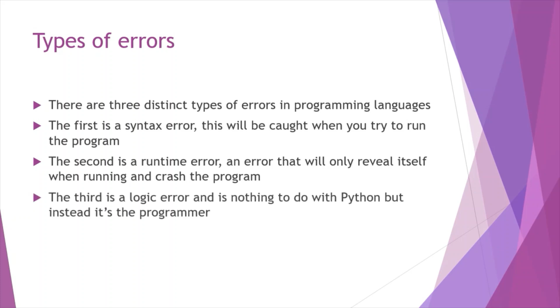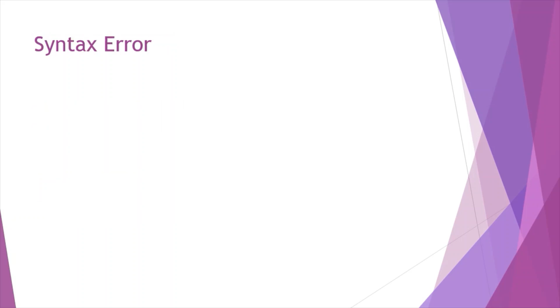The third one is a logic error, and is actually nothing to do with Python, but it's instead the programmer. And we'll go through some of these very soon. So, a syntax error. A syntax error is caught, as I said, when you parse the program. So the moment you click the run button, it'll do a pre-parse, make sure everything's okay, and then send it to the CPU. Basically, I mean, it's a bit longer than that, but I'm going to say basically.